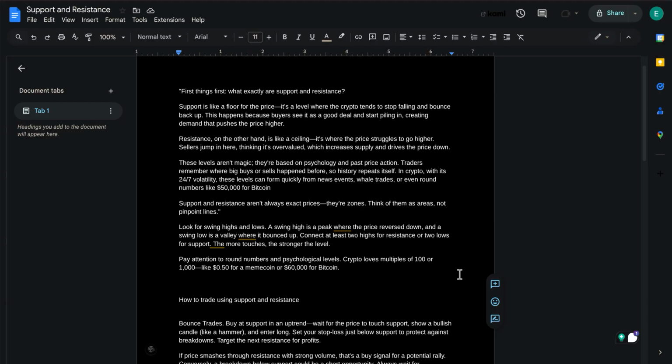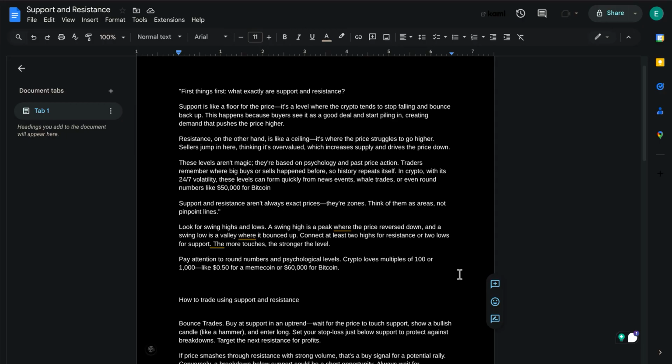And yeah, these levels aren't magic. They're based on psychology and past price action. Traders remember where big buys or sells happened before, so history repeats itself. In crypto, with its 24/7 volatility, these levels can form quickly from news events, whale trades, or even round numbers like 50K for Bitcoin. Support and resistance aren't always exact prices, they're zones. Think of them as areas, not pinpoint lines.